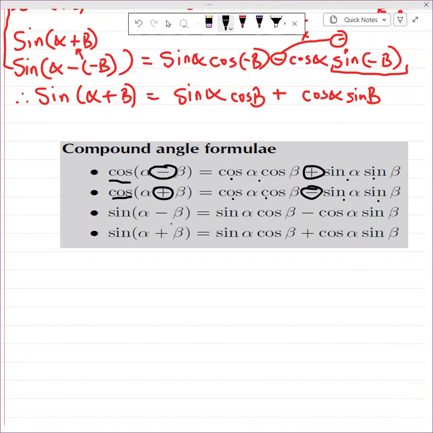And then let's check sine. Sine is always sine, cos, cos, sine. You see? You must know the order. Cos is cos, cos, sine, sine. And then sine is sine, cos, cos, sine. Then the signs are the same for sine. If it's negative, it's going to be negative. If it's positive, it's going to be positive.